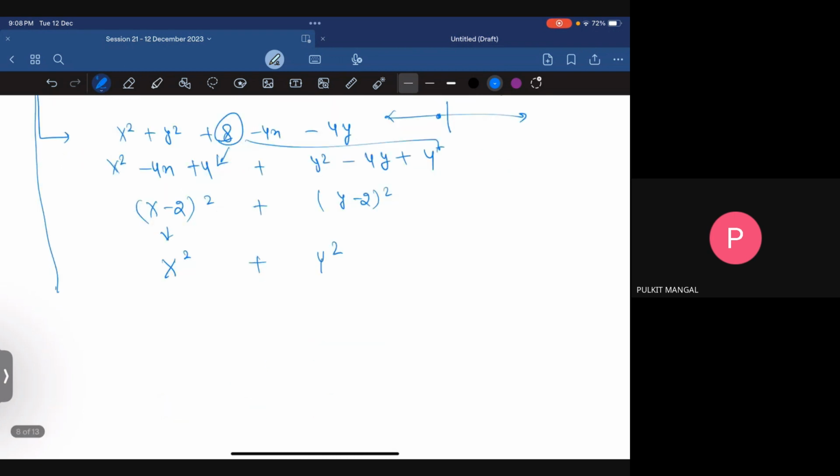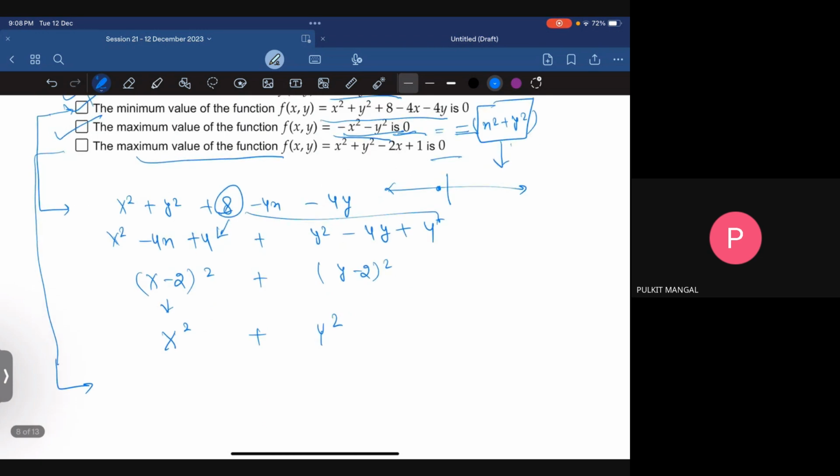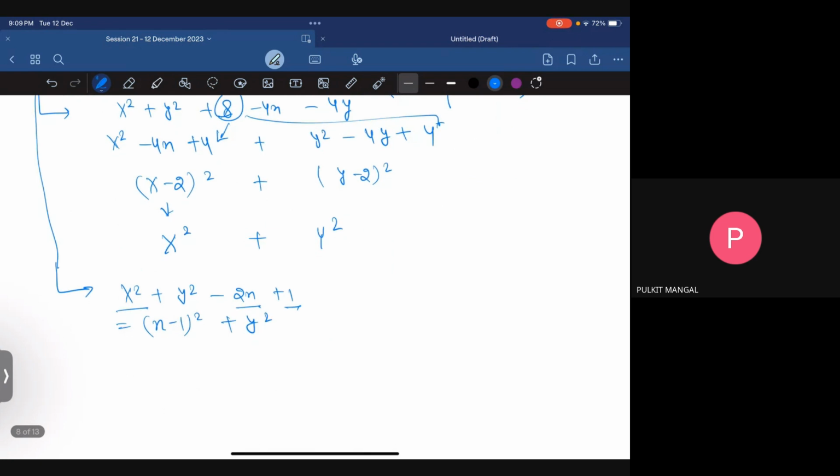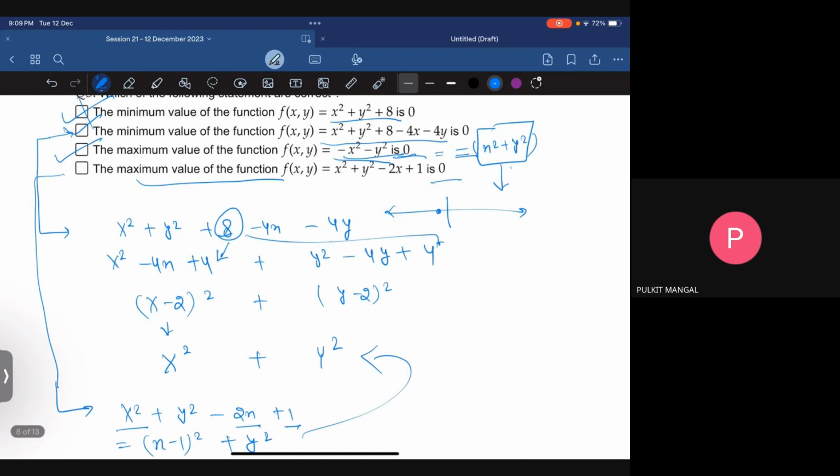Same approach that we did for option 2, that is x square plus y square minus 2x plus 1. I can write it as x minus 1 whole square plus y square. These three terms together become x minus 1 whole square, plus y square. So again, it's the same thing here. The minimum value would be 0, not the maximum value. In the question, it says it is the maximum value. So that's it, false.